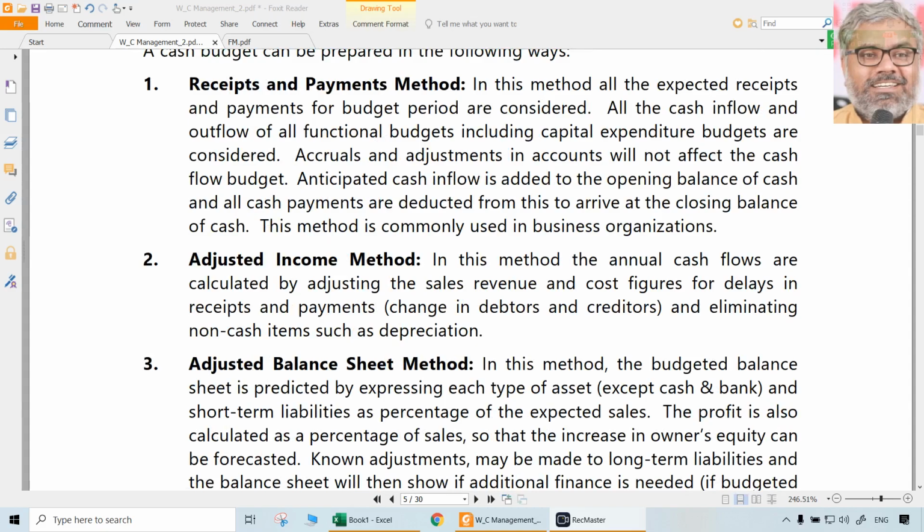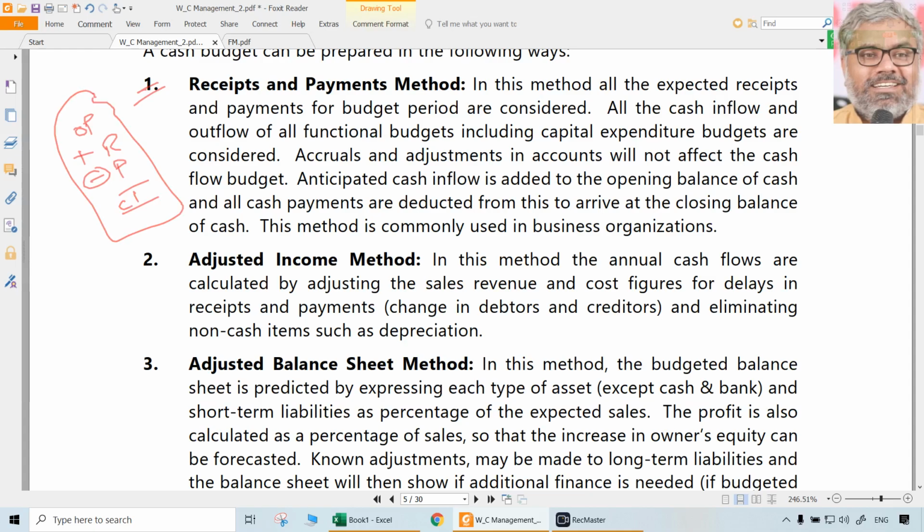And this can be prepared in different ways. The receipts and payments method is what we are going to mostly follow, and it is also what is most commonly followed by organizations. It means cash inflows and outflows. What is the balance? Simple. So opening balance, add receipts, deduct payments, closing balance. Simple. That's the receipts and payments method. It is prepared like a statement, not like an account.